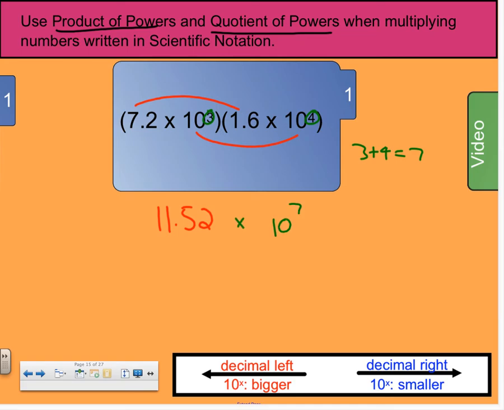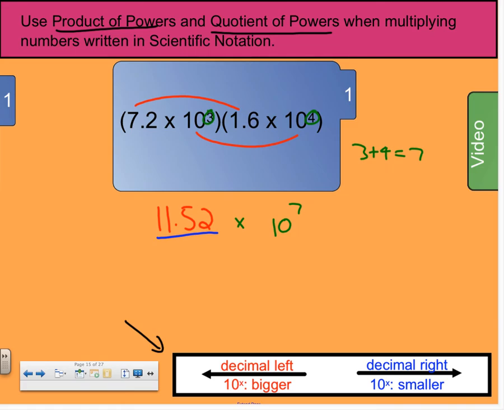So we are done. The only problem is this is not written correctly in scientific notation. As you can see, 11.52 is greater than 10, and it needs to be between 1 and 10. So what do we do? Well, there is a very simple solution. If you look at this chart or diagram at the bottom of your screen, it helps us to remember what happens when we move decimal points and what happens to the exponents.